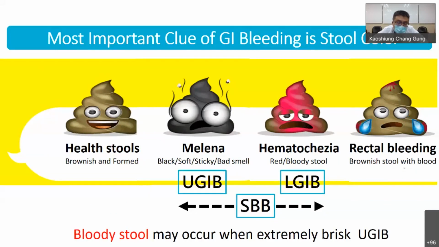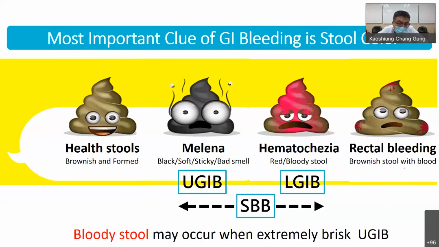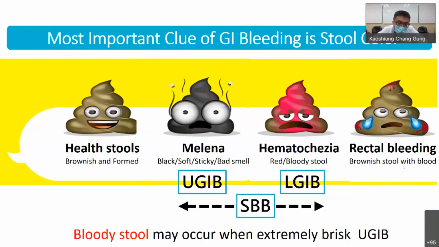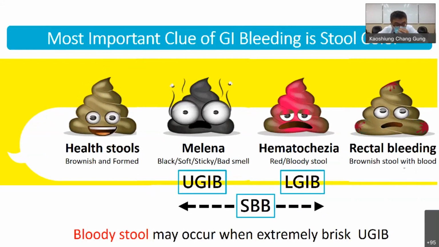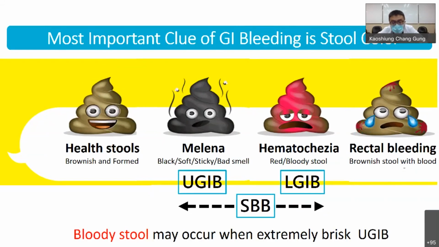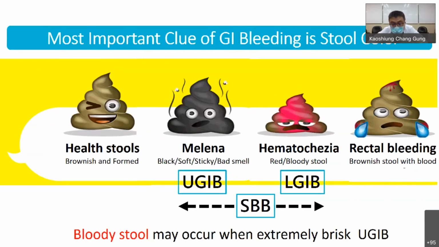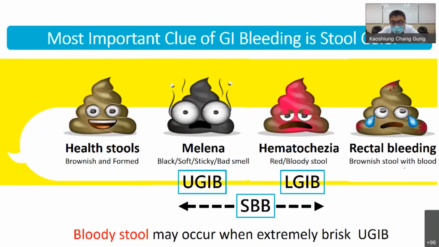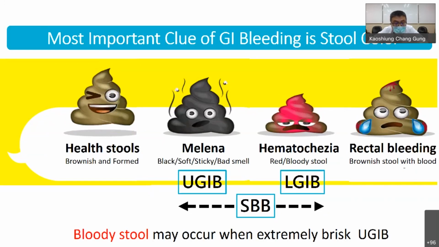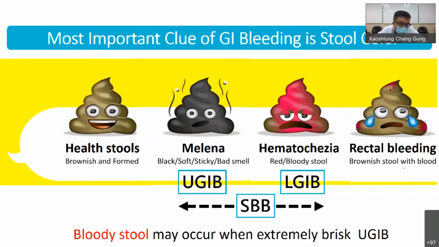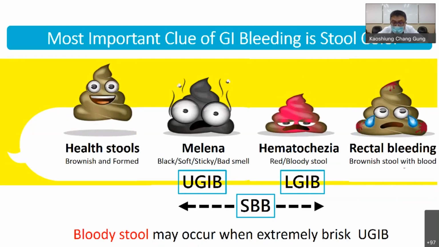what is the most common complaint or most common symptom for GI bleeding patients? I think the most important thing is change of stool color. As the picture shows, a patient with healthy stool has brownish, formed stool. The second picture is called melena, which we can also call tarry stool. That means the stool color changed to black, soft, and sticky with a bad smell.